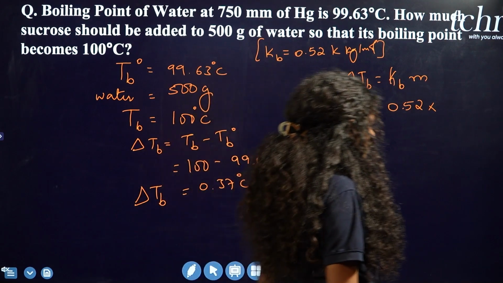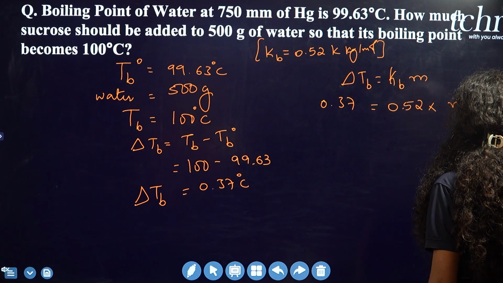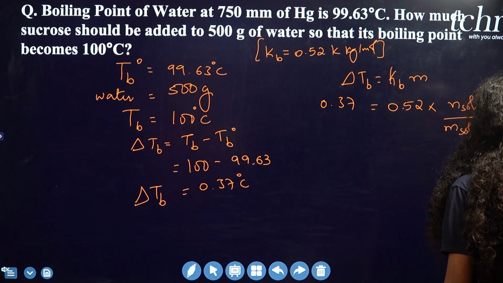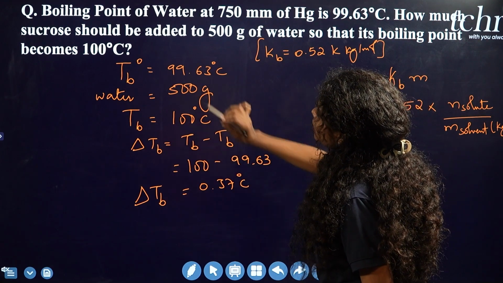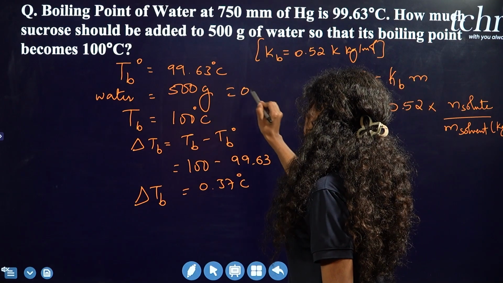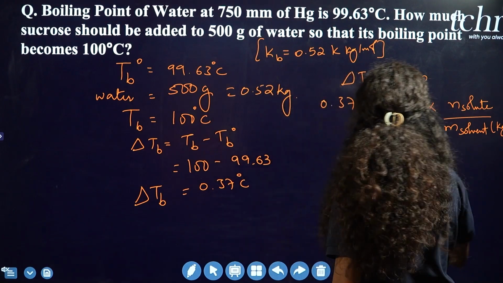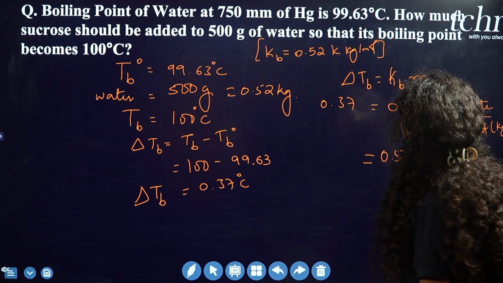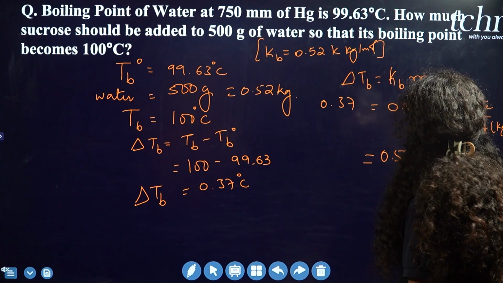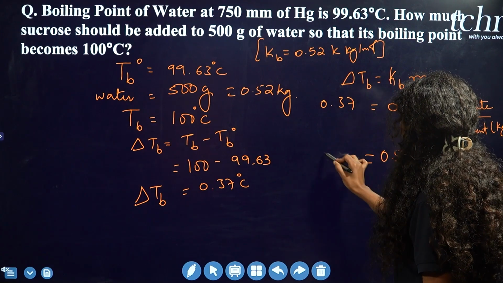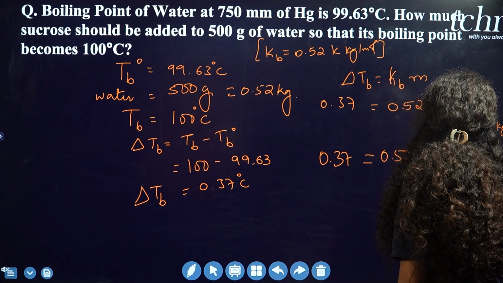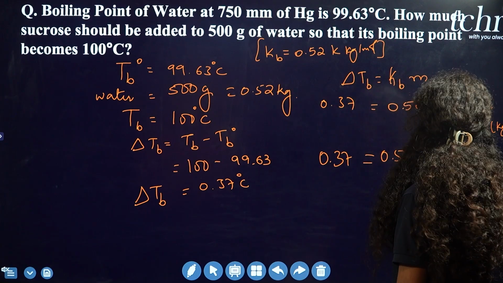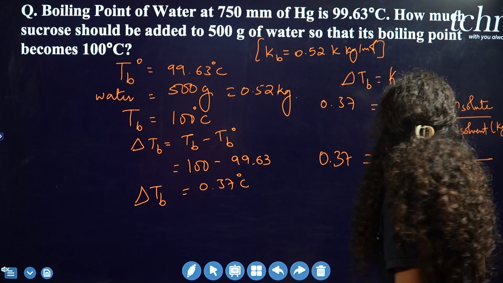What is molality? Molality is the number of moles of solute to the mass of solvent in kg, right? So mass of solvent in kg, it is not given in kg, it is given in grams. I have to convert into kg, it will be 0.52 kg. Now what I will do, number of moles, how much will it be? Number of moles is given mass by molar mass, right? So I have to calculate this one, 0.37 into solvent, how much is it? It is 0.52.